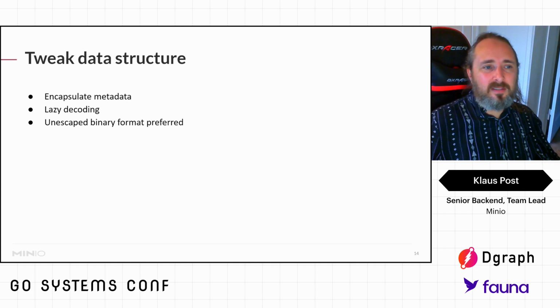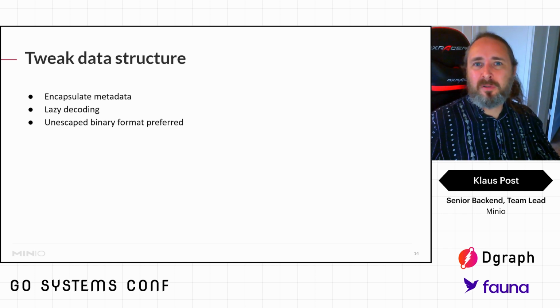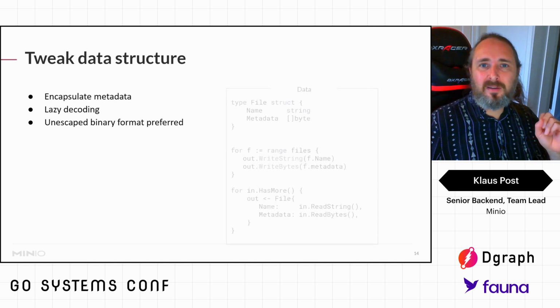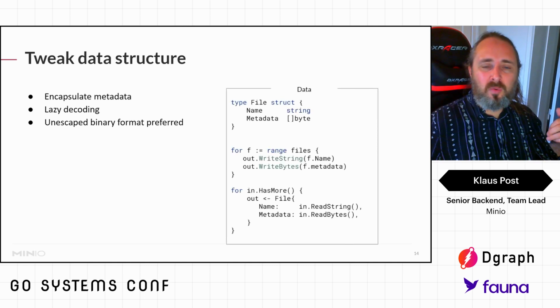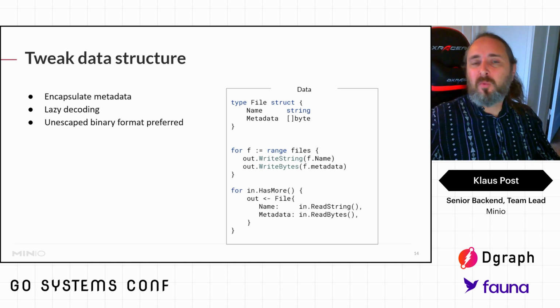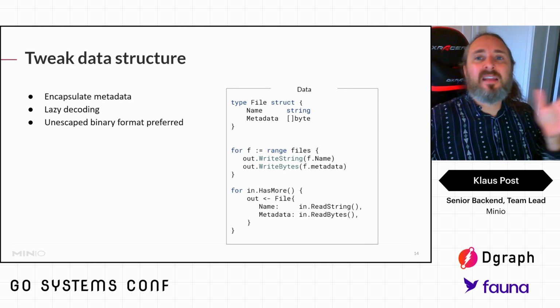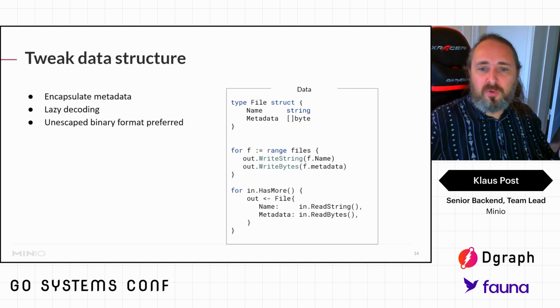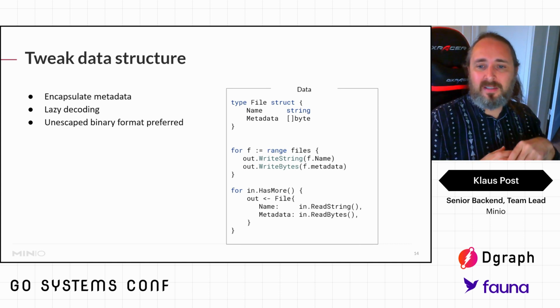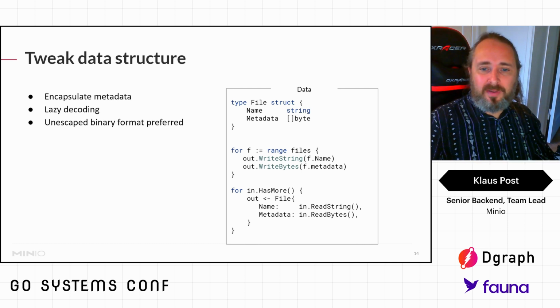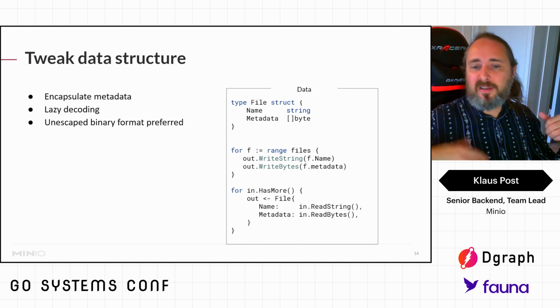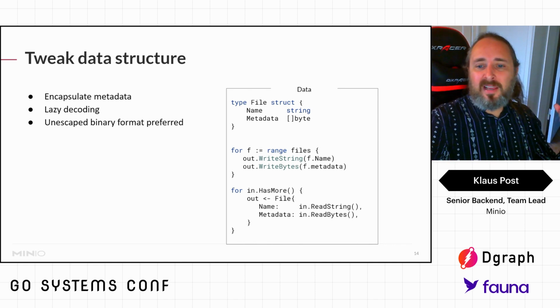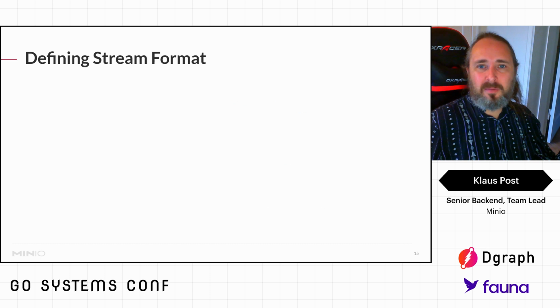One of the things that came up pretty early is that we want to be able to skip these metadata blocks. So what we came up with is a very simple structure. We have a name and we have the rest of the metadata as a serialized blob of bytes. To serialize it very simply, you could simply write a string, you could write the bytes of the metadata. And as a simple example of reading it back, you simply check if there's more on the stream. You read the name and you read the bytes of the metadata.